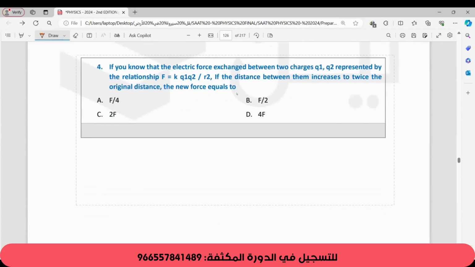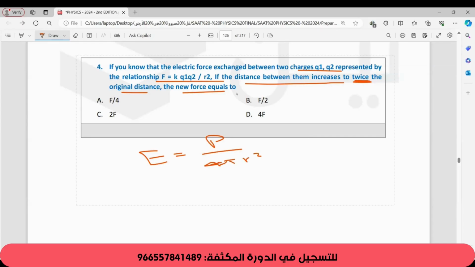What do you think the answer here, guys? Well, I think this reminds you about something that we have done before, isn't it? The electric force exchange between two charges is represented by the relationship, same as we have discussed, where the distance between them increases twice the original. It's similar to the one that we did yesterday, which is E equal P over 4 pi R squared, you remember this?